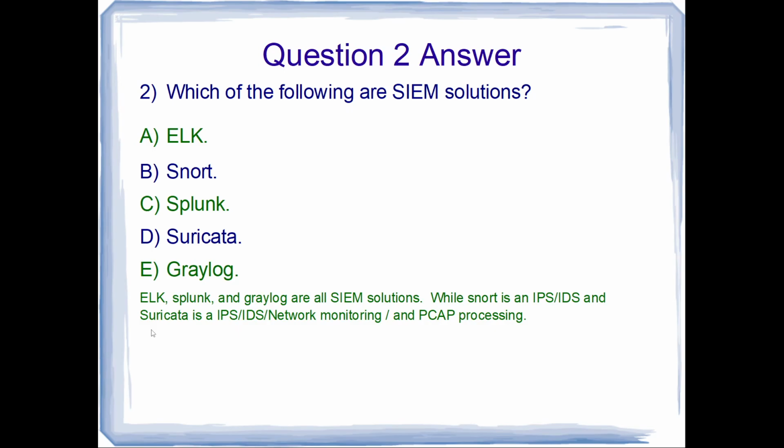If you said Elk, Splunk, and Graylog, you're right. So all three of these are SIM solutions or SIEM solutions. Snort is an IPS IDS, and Suricata is an IPS IDS and network monitoring and PCAP processing, so you could actually feed your output from Wireshark or TCP dump back through Suricata and be able to utilize those captures.